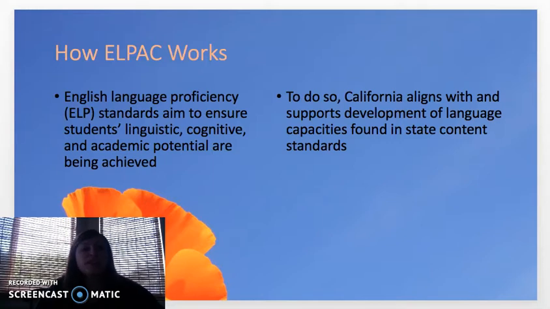So how the ELPAC works. English language proficiency standards aim to ensure linguistic, cognitive, and academic potential. So every student has the potential for greatness, basically, and we want to help students achieve their potential. And to do so, California aligns with the supportive development of language capacities found in the state content standards. So along with the standards that say 8th grade needs to know these things about U.S. history and stuff like that, there's also the standards that say based on this much knowledge and skill, a student needs to know this much English, this much English, this much English. And so they work together.